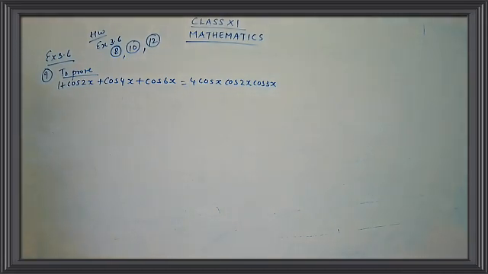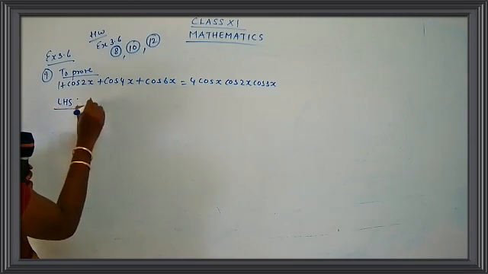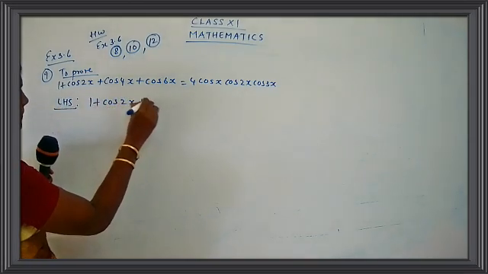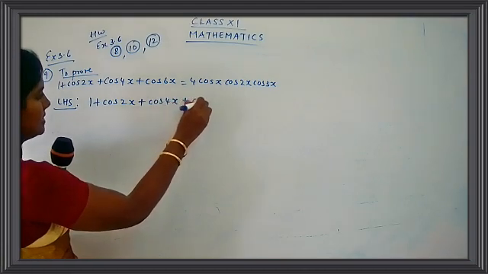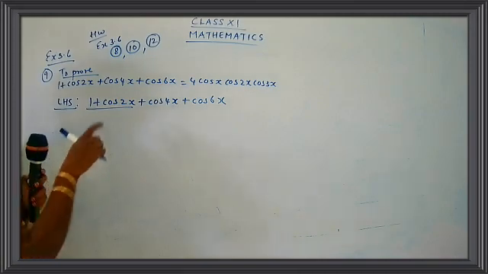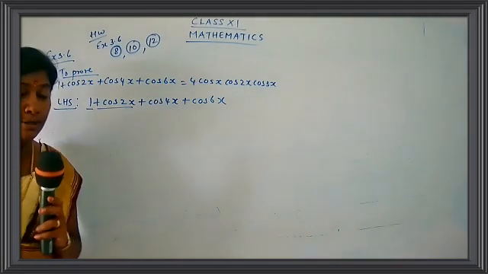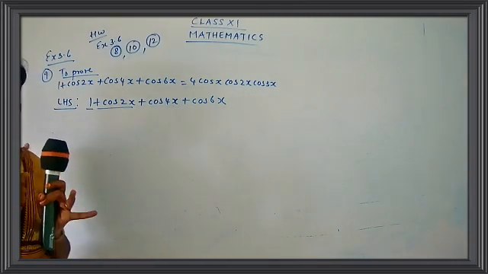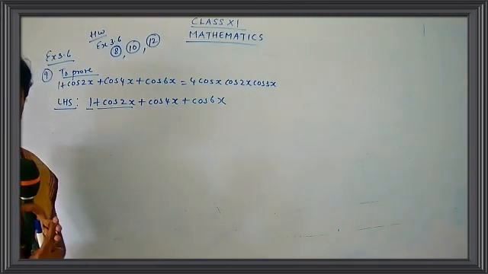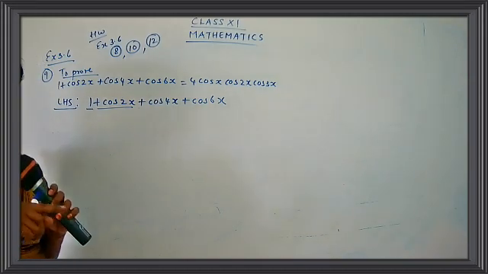Let's start with the LHS part. I'm going to start with the LHS part and arrive at the RHS part. Write the heading LHS: 1 plus cos 2x plus cos 4x plus cos 6x. Okay, children? And I'm going to apply the double angle identity for this part. We have already written some formulas for double angle identity. Do you remember that, children? We have written the formula for sine 2A, the formula for cos 2A, and also the formula for tan 2A. So here we are going to apply a double angle identity for cos.